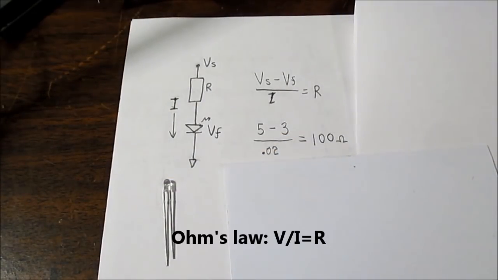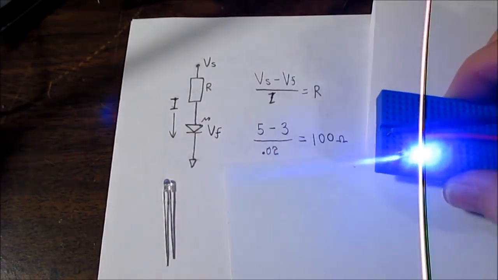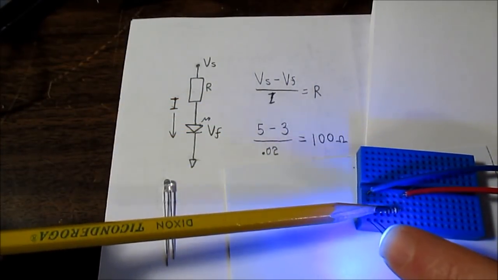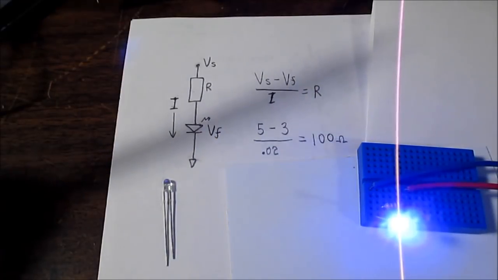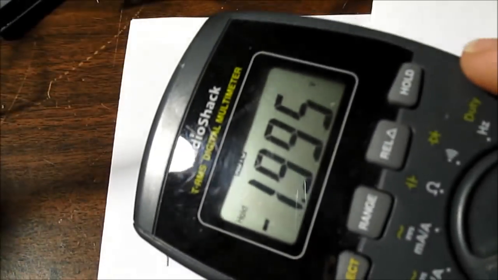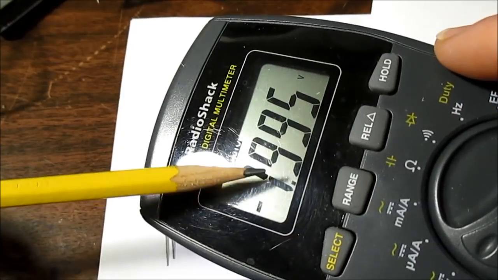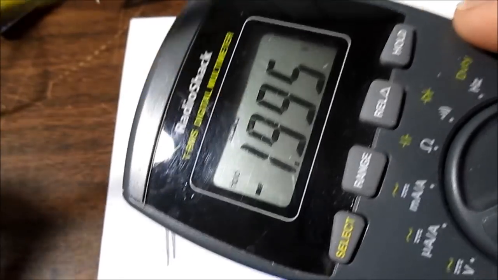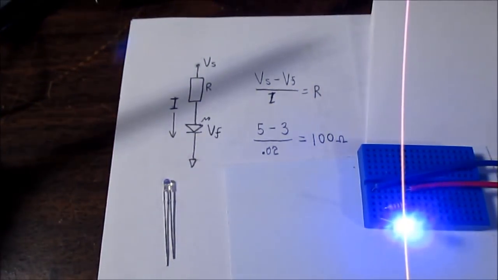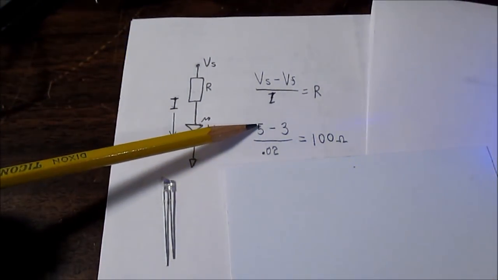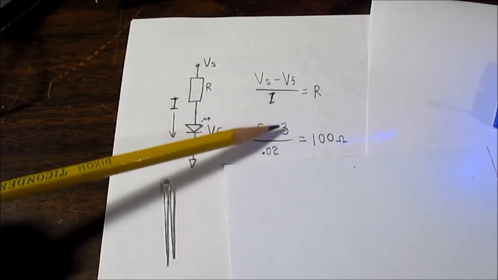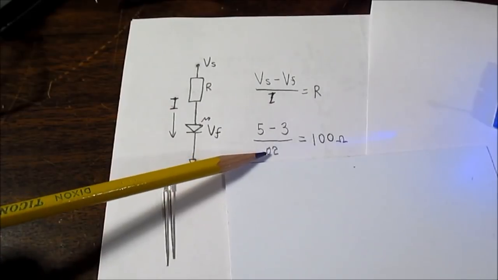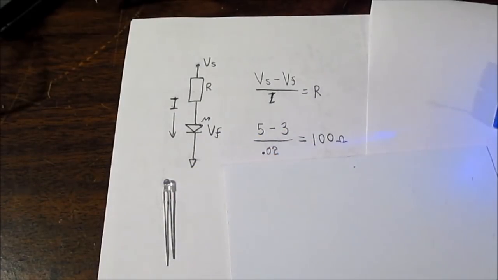So what I did, I set up a circuit with this bright eye-blinding blue LED. That's a 100 ohm resistor, and I measured it previously. This is the voltage across that resistor. Came out very close to 2 volts, and that's what we used here. 5 minus 3 is 2 volts across that resistor, with 20 milliamps giving us 100 ohms.